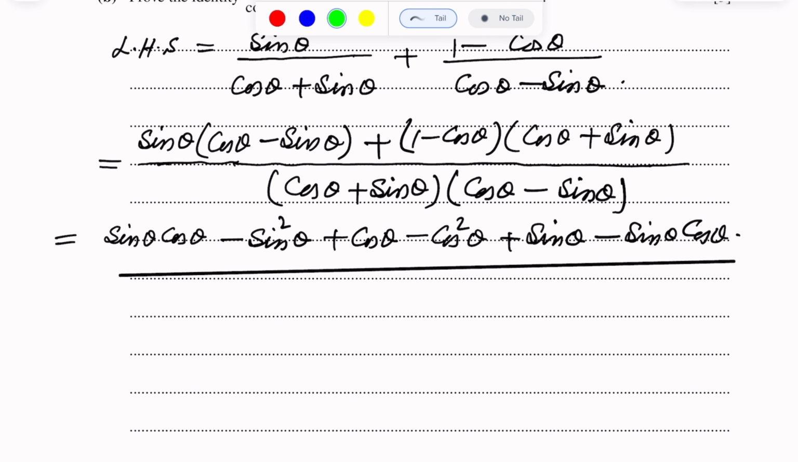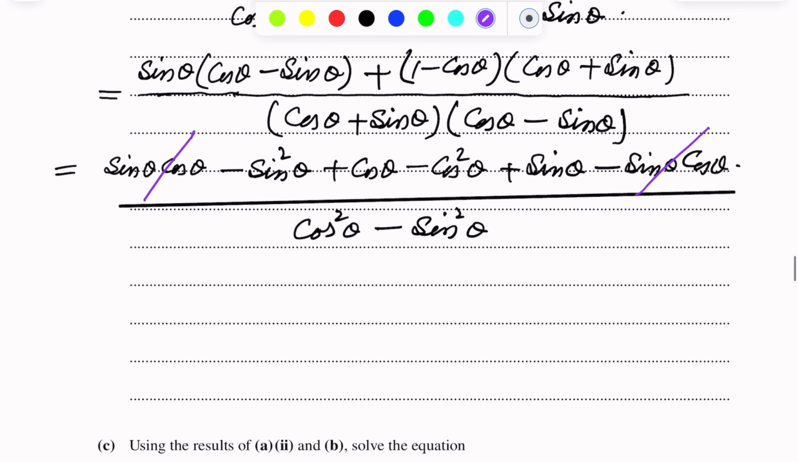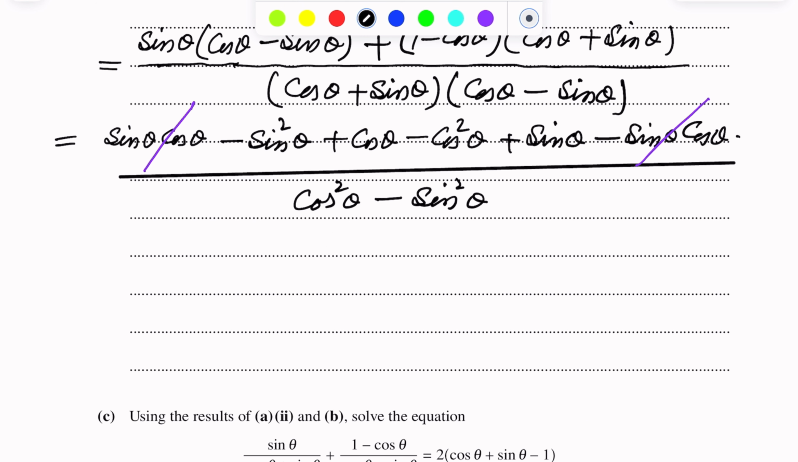Now we will multiply the denominator. Here we will use the identity a plus b, a minus b equals a square minus b square. So this denominator will become cos square theta minus sin square theta. This will cancel out, plus minus opposite sign, due to opposite sign cancel out. So we get sin theta plus cos theta minus sin square minus cos square.